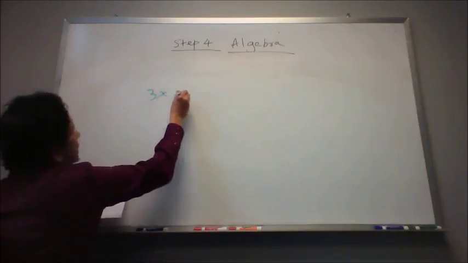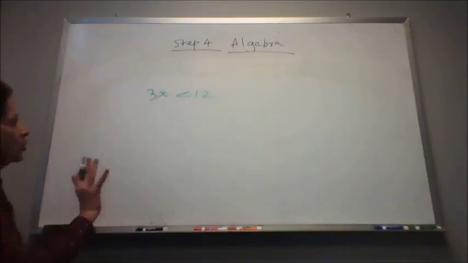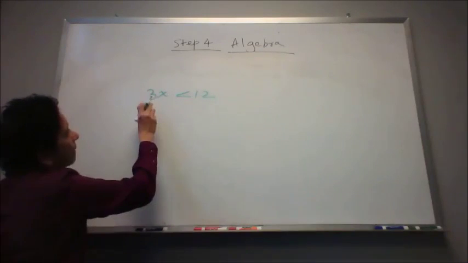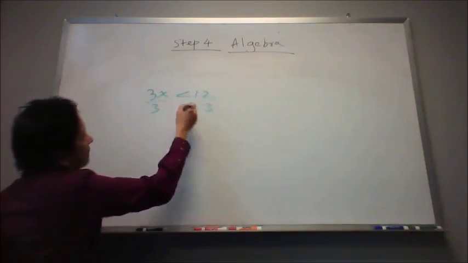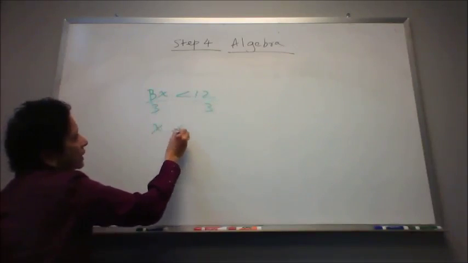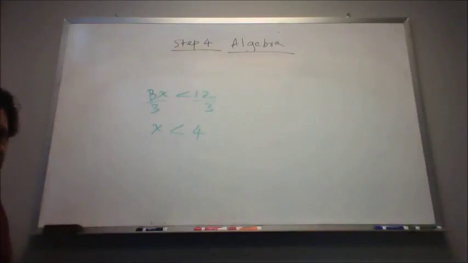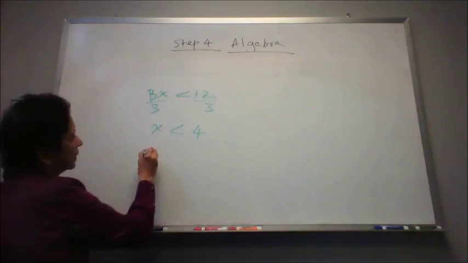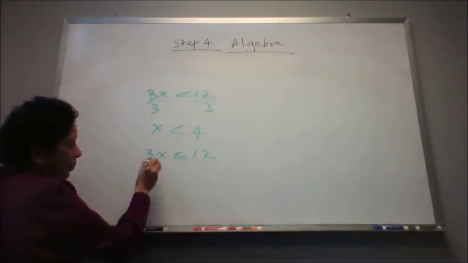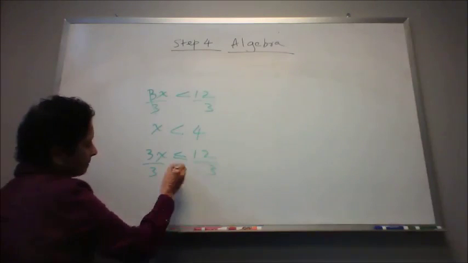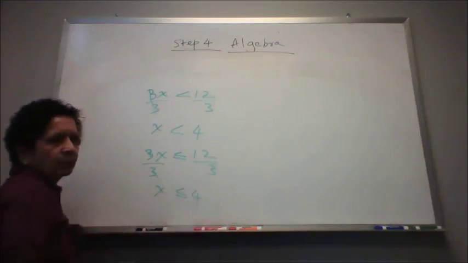3x less than 12. Similar to what we did before, you will do the exact same thing. I don't like this 3, so on both sides I divide by 3. Then I have x less than 12 over 3, which is 4, so x is less than 4. That's it. And if it's less than or equal to 12, do the same thing, divide both sides by 3, the 3 gets cancelled, and x is less than or equal to 4.